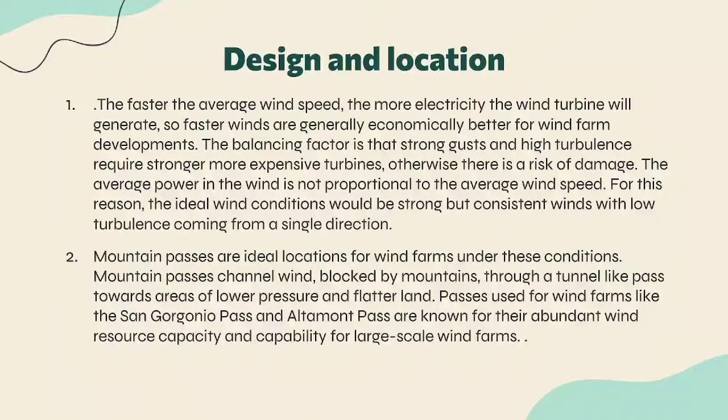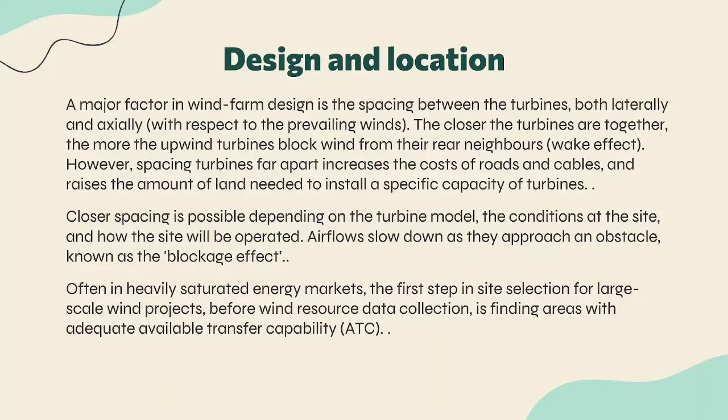The average power in the wind is not proportional to the average wind speed. For this reason, the ideal wind condition would be strong but consistent winds with low turbulence coming from a single direction. Mountain passes are ideal locations for wind farms. Under these conditions, mountain passes channel wind blocked by mountains through a tunnel-like pass towards areas of low pressure and flatter land. Passes used for wind farms, like the San Gorgonio Pass and Altamont Pass, are known for their abundant wind resource capacity and capability for large-scale wind farms.